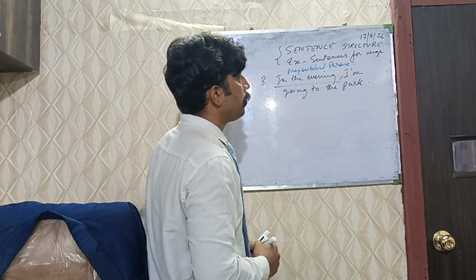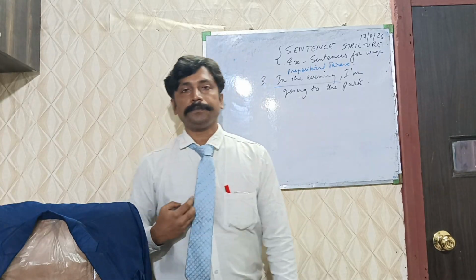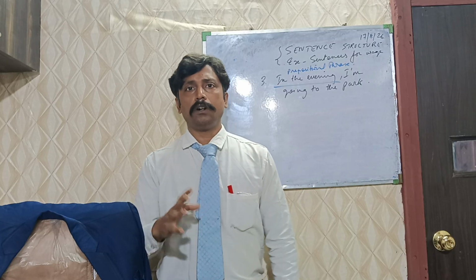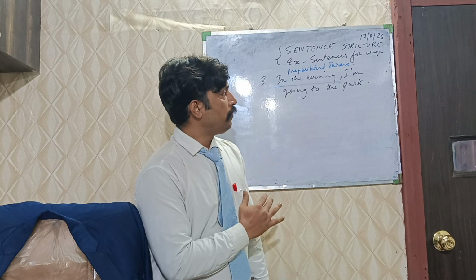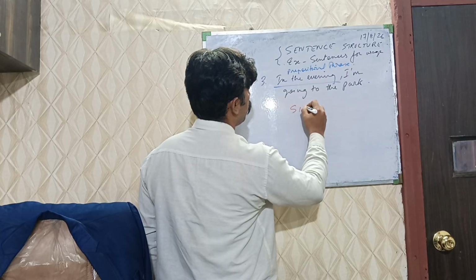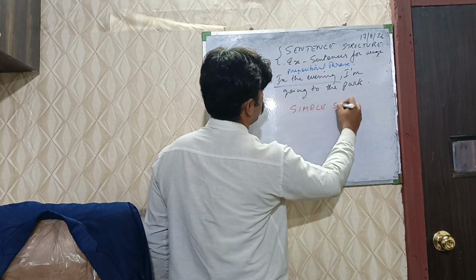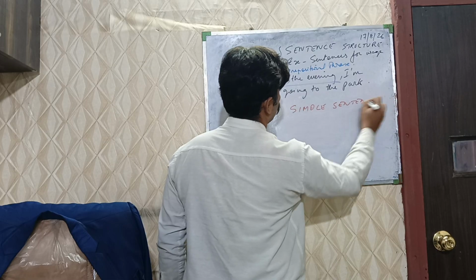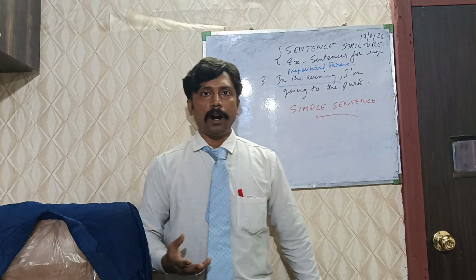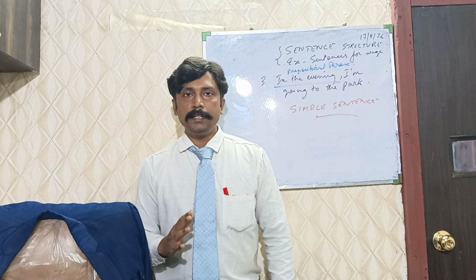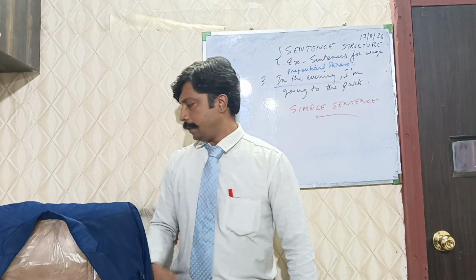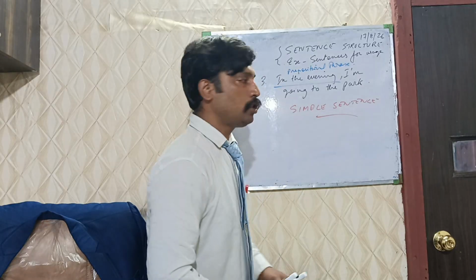So what is happening over here? It's a prepositional phrase that you have to understand. It's not a clause at all because there is no subject, verb, object over here. Okay. So this is a prepositional phrase, and this sentence is called a simple sentence. Okay. So in the evening, I am going to the park, right? So this is called a simple sentence. Don't get confused by thinking that it's a complex sentence, right? I'm sure you have understood now. Okay.